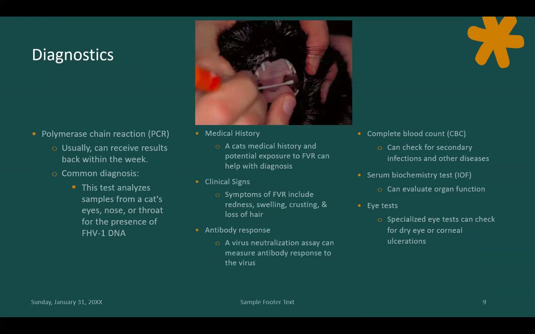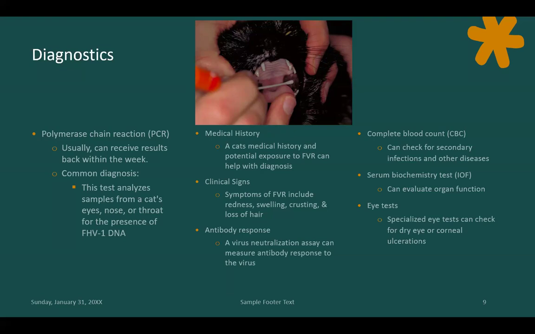So to diagnose feline rhinotracheitis, you could do a polymerase chain reaction, and you can usually receive that result back within the week. This test analyzes samples from a cat's eyes, nose, or throat for the presence of FHV-1 DNA. Medical history: a cat's medical history and potential exposure to FVR can help with diagnosis. So if your cat accidentally gets outside and is exposed to a feral cat that has feline rhinotracheitis, that is something that goes as part of the medical history.